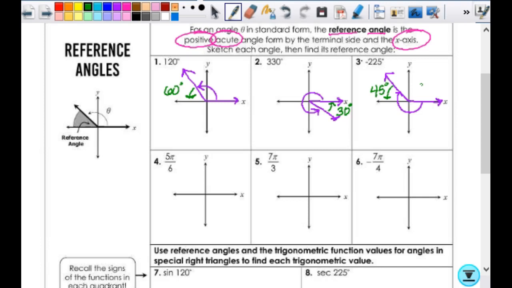Okay. So if it was negative 330 instead of 330, then yes, it would be up here. So if it's a negative angle in the first quadrant, then your angle just comes to right here. It would still just be 30 degrees. So a negative 330 would get me to here, and then I'd have 30 degrees more to go.